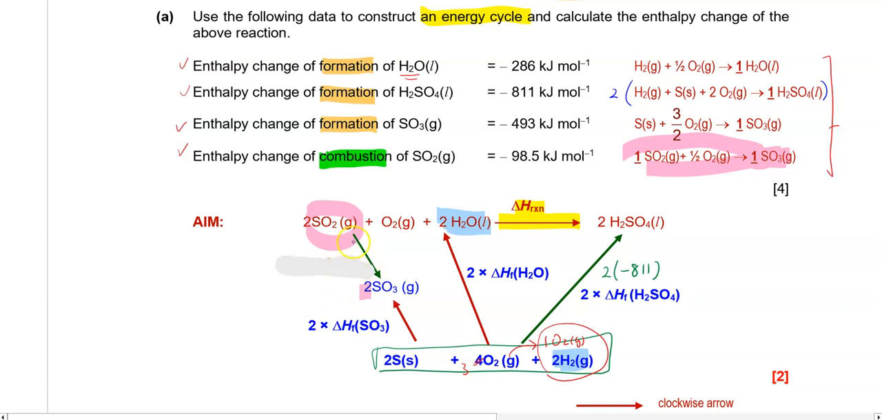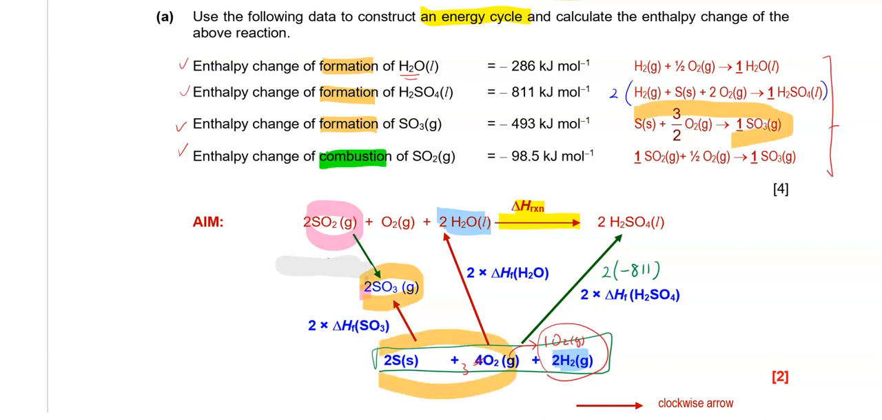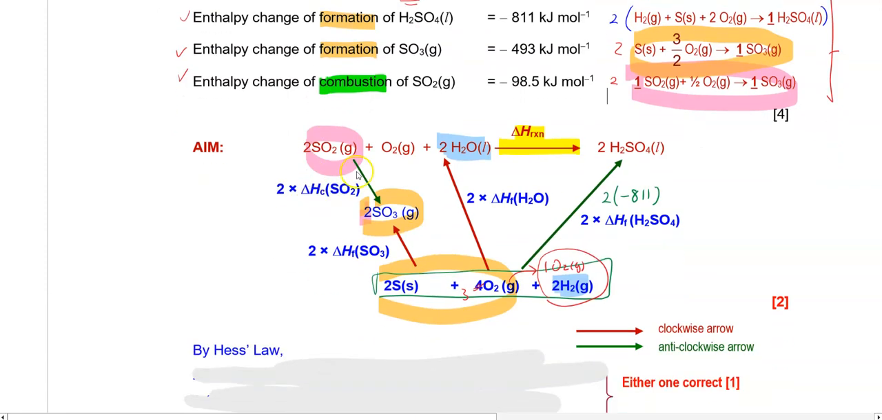And now you see the only missing step is from sulfur dioxide to sulfur trioxide, and therefore this will be your combustion equation. Sorry, my apologies. The earlier equation for 2 moles of SO3 from the elements is this equation here, formation of sulfur trioxide. And then the SO2 to SO3 is your combustion. Because 2 moles are being combusted, you need times 2 to this equation as well. So you have 2 times delta HC of SO2. So with that, everything is balanced.